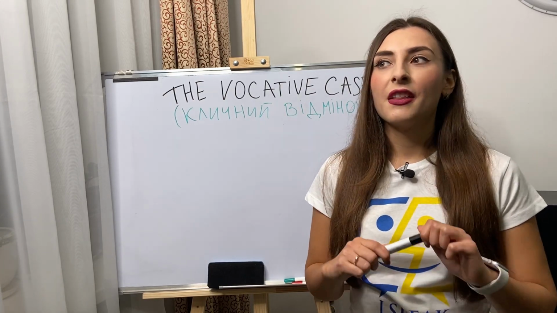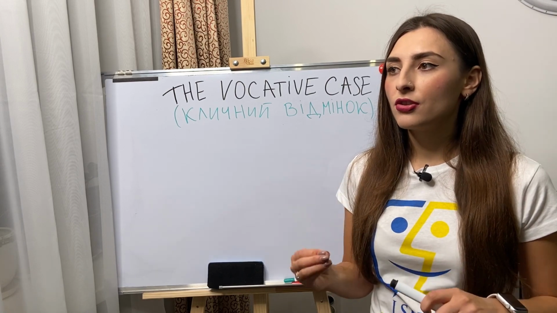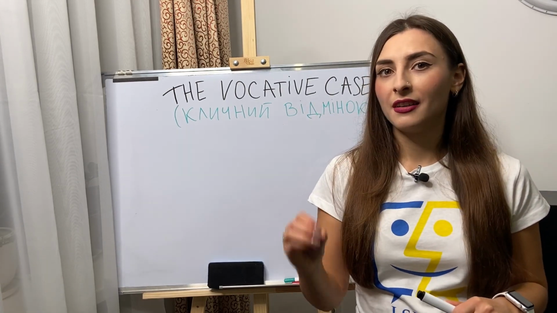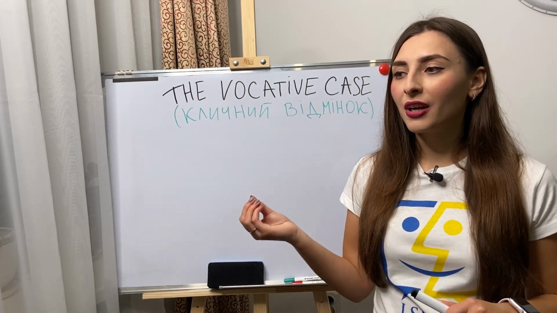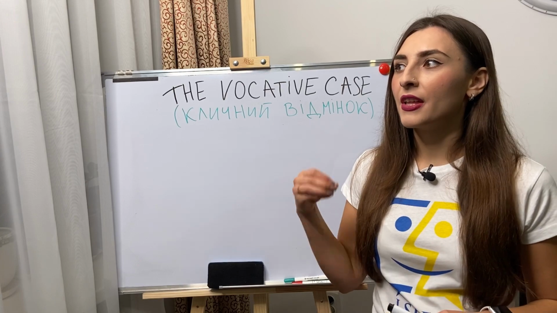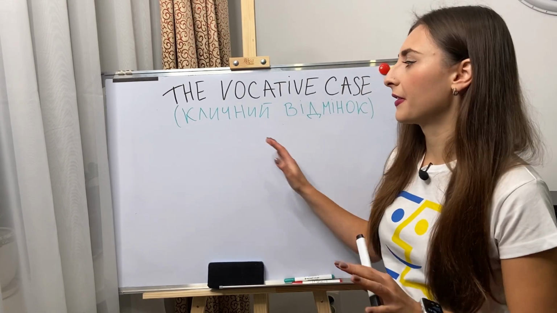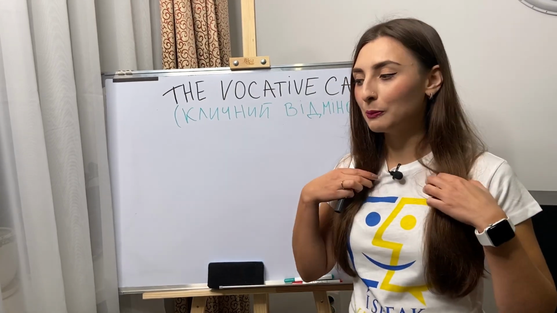And rule number two: we change in the vocative case only the singular nouns. The nouns that are in the plural coincide with the form in the nominative case. I will explain it to you, I will write everything for you. So please take notes, it will be very important for you.